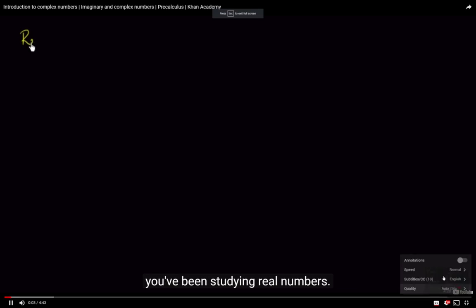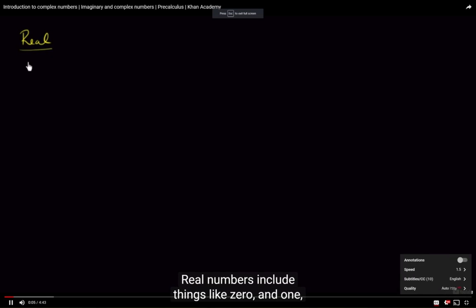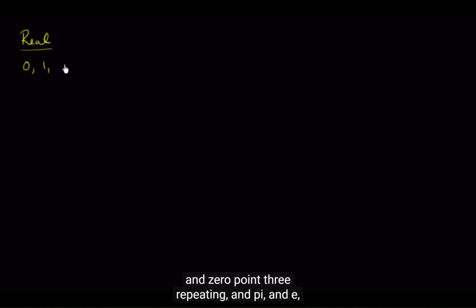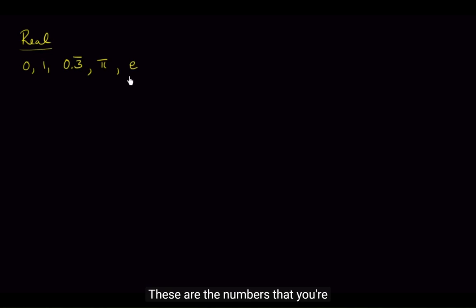Most of your mathematical lives, you've been studying real numbers. Real numbers include things like 0 and 1 and 0.3 repeating and pi and e, and I could keep listing real numbers. These are the numbers that you're kind of familiar with. And then we explored something interesting. We explored the notion of, well, what if there was a number that if I squared it, I would get negative 1? We defined that thing as i.